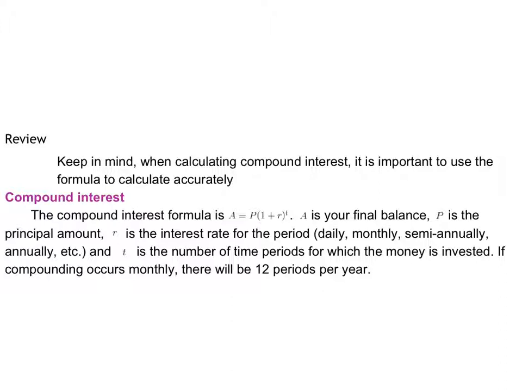So just to review, keep in mind when calculating compound interest, it's very important to use the formula accurately. The compound interest formula is A equals P times 1 plus R raised to the T. A is our final balance. P is our starting amount, or principal amount. R is our interest rate per period, so we take our interest rate and divide it by the number of compounding periods per year. T is the number of time periods, so we take the number of years times the number of compounding periods per year. So make sure we keep that straight. R and T are different in compound interest than they were in simple interest.